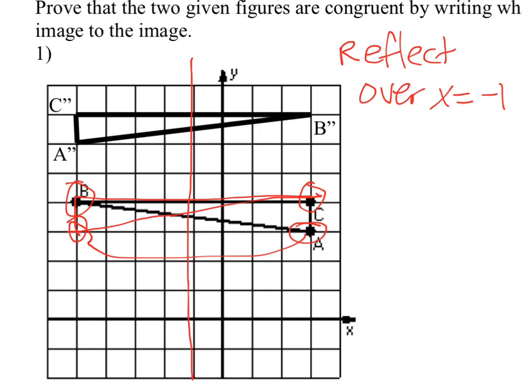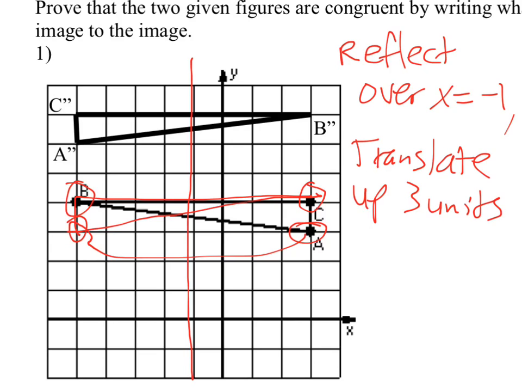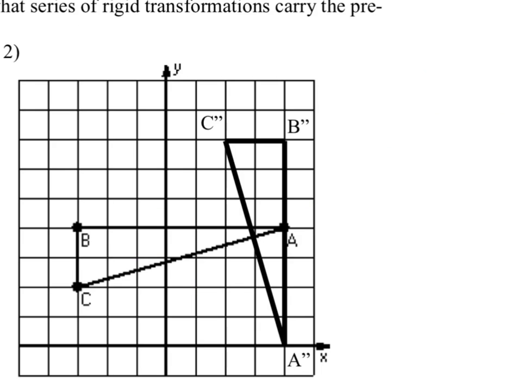x equals -1. And then the next part, once I have that, I just need to translate it up. It's looking like 1, 2, 3 spots. So that'll be translate up 3 units. This is really just like a little puzzle. You're trying to figure out what sequence of transformations is going to get you there.